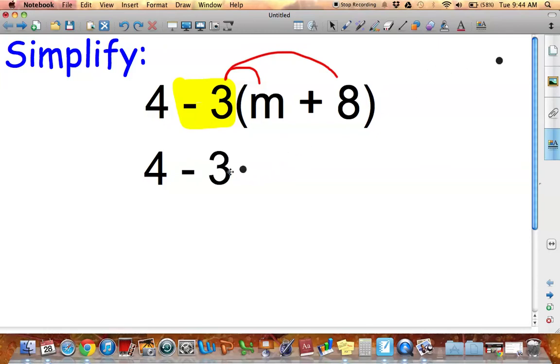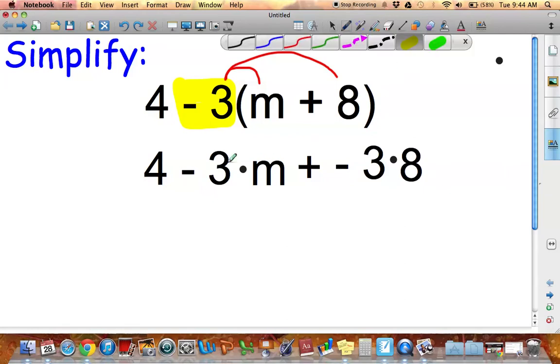The first term is when I take this negative 3 and multiply by the first term inside the parentheses, which would be m. So negative 3 times m. In the parentheses, there is a plus sign, so that's going to drop down and stay the same. Now that second term for my distribution, I'm going to take the negative 3 and multiply by that second term in the parentheses, the 8. So as you can see, when we distributed, here's this negative 3 being multiplied by the m, and here's this negative 3 being multiplied by the 8. So we just attached it to both terms.